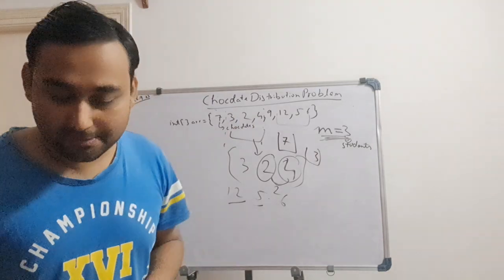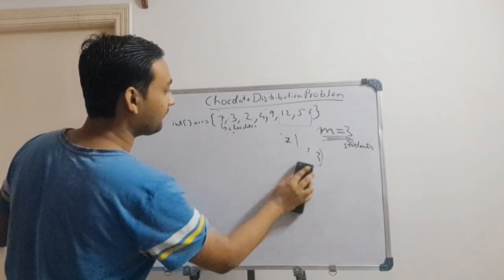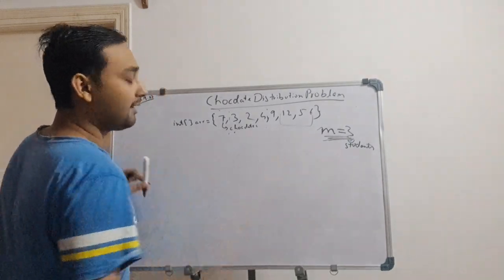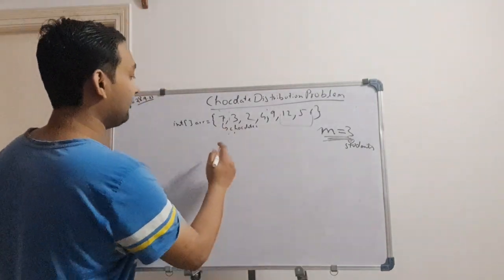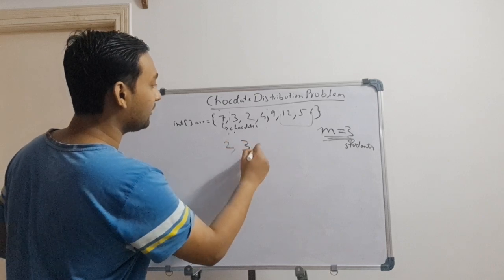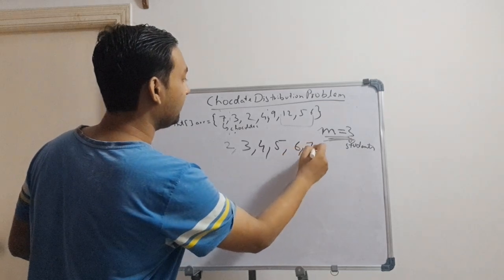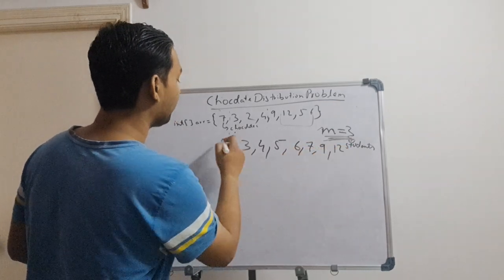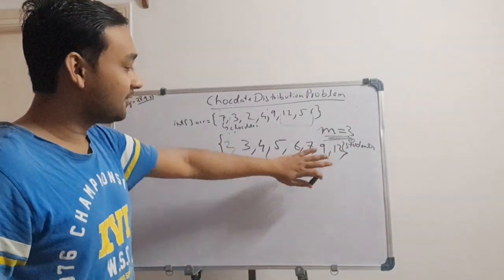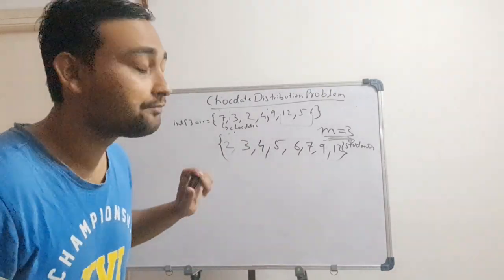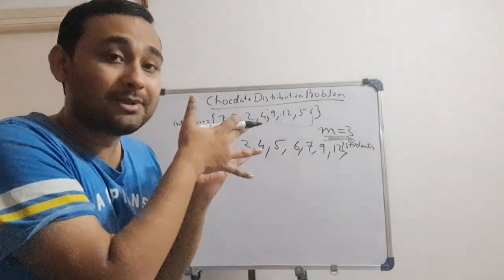After sorting, what will be the value of my array? Let me sort it first. If I sort these array elements, the final array will be 2, 3, 4, 5, 6, 7, 9, 12. This will be my sorted array. These are the chocolates to be distributed, now in sorted format. Now m is equal to 3, so there are 3 students amongst whom the chocolates need to be distributed.